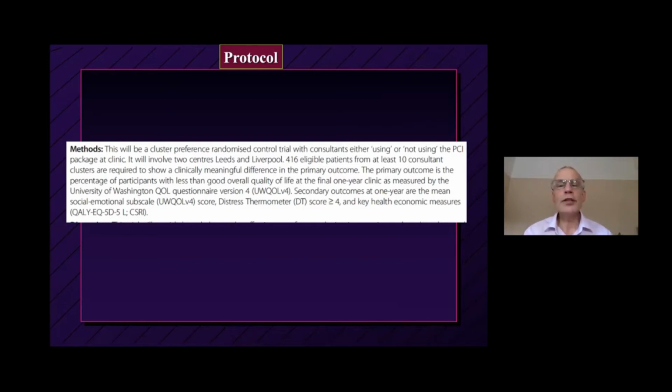and health economic measures. The socio-emotional subscale was chosen because, in principle, when the patient comes to the consultation, my hypothesis was that the fear of the cancer returning, the emotional impact of their cancer, was something that was not sufficiently addressed in the routine consultation without the PCI being an enabling tool. And therefore, potentially, using the PCI might see an improvement in the socio-emotional subscale of the University of Washington.